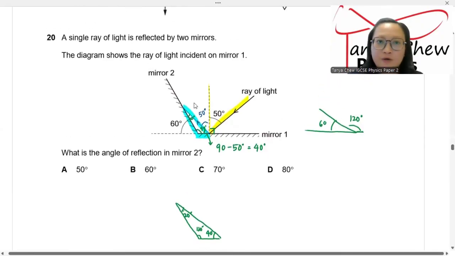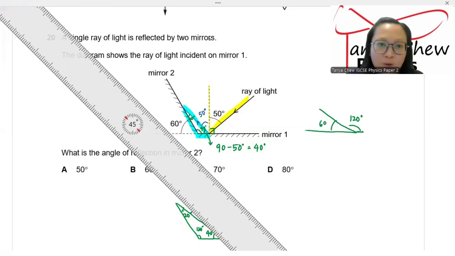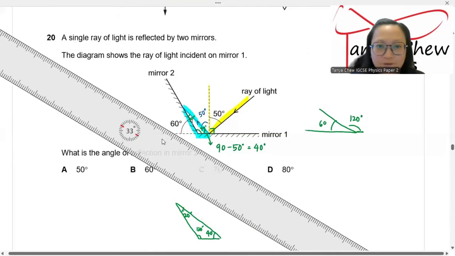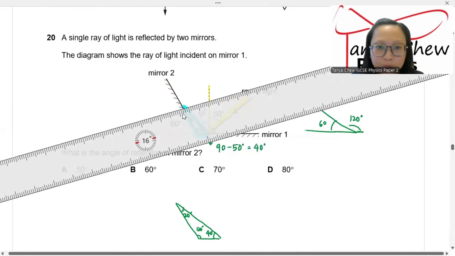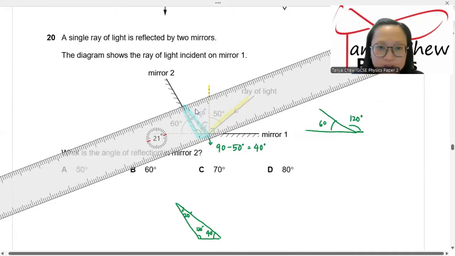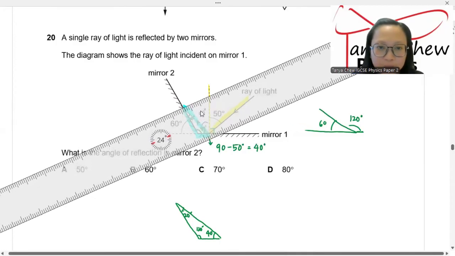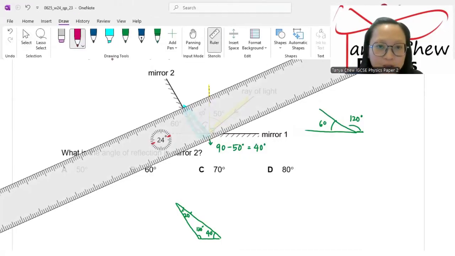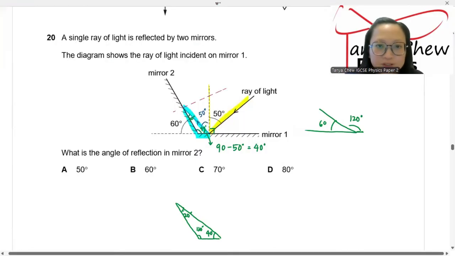Right. And then to find the angle of reflection, I draw another normal line. Normal line is the line which is perpendicular to the surface of mirror 2, 90 degrees. Make sure that it is just nice 90, roughly about 90 right here. So I'm going to use a different color to draw it so that you can see it. This is normal. So keep my ruler just first.